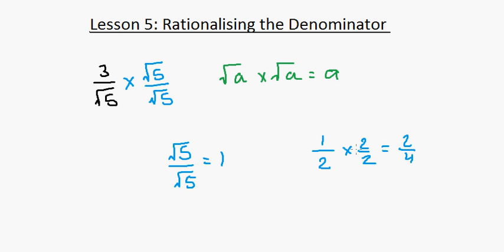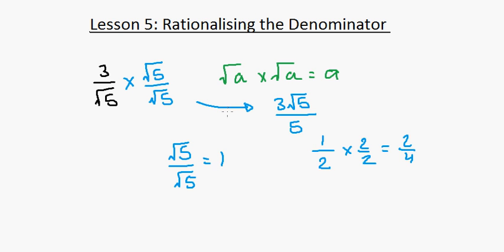So, yeah, forget about that. Let's move this here. The answer will be 3 root 5 over 5. And that is the simplest way of rationalizing.